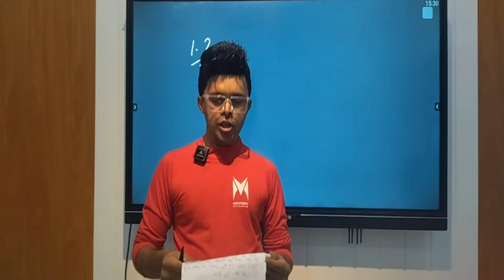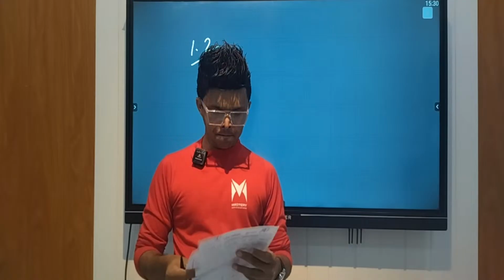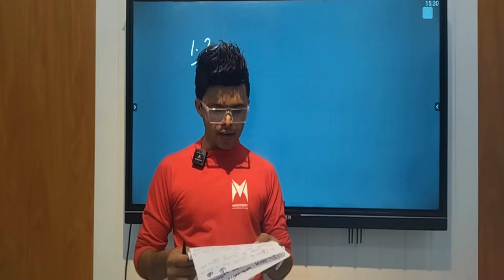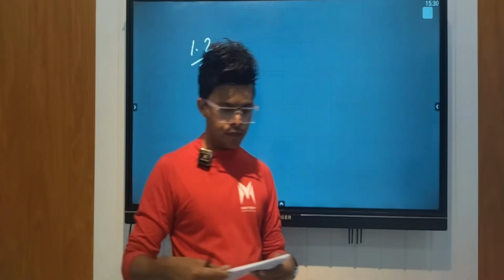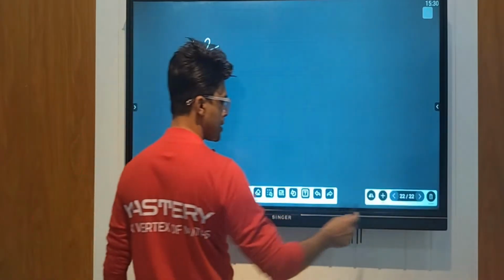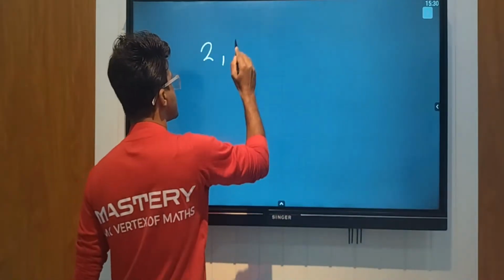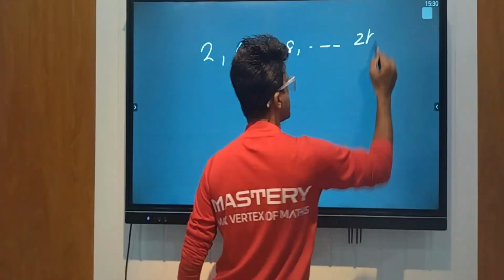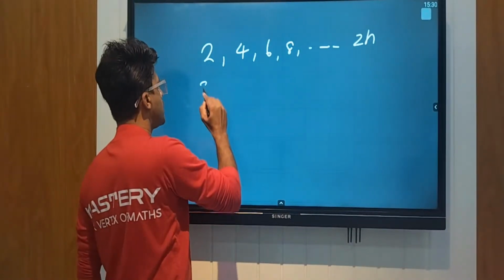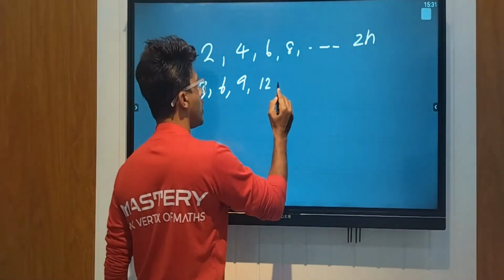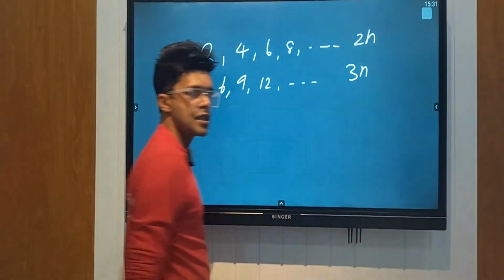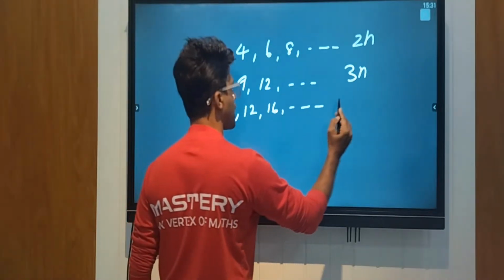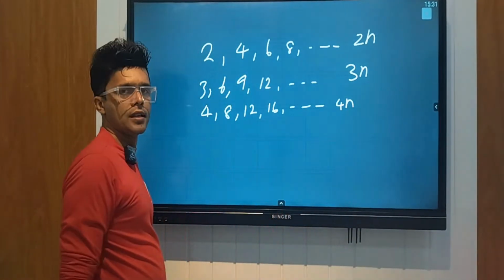Now we are going to learn how to get the general term in terms of n. Just previously, I taught you the general term of 2, 4, 6, 8, 10 and so on. The general term is 2n. For 3, 6, 9, 12 and so on, the general term is 3n. Likewise, for 4, 8, 12, 16 and so on, the general term is 4n.